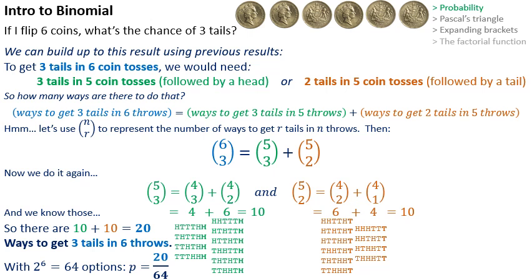There are 64 different unique arrangements of heads and tails that you could get if you toss a coin 6 times, or if you toss 6 coins, because there are 2 different possibilities for each coin. So we've got 2 times 2 times 2 times 2 times 2 times 2.